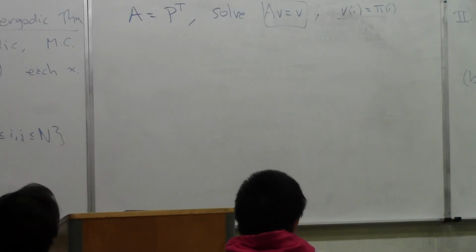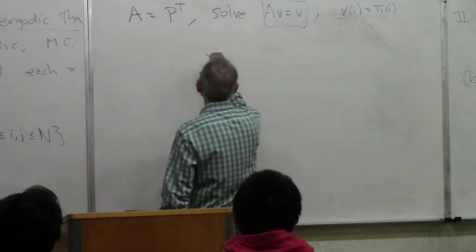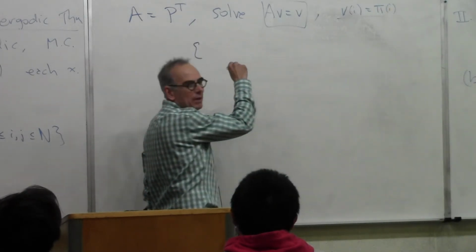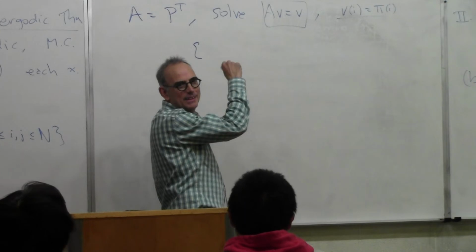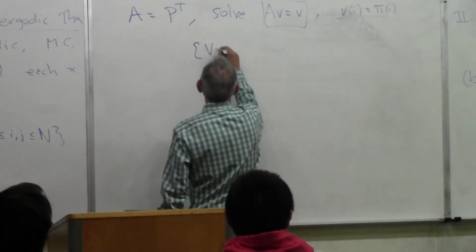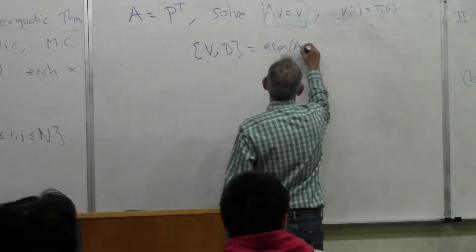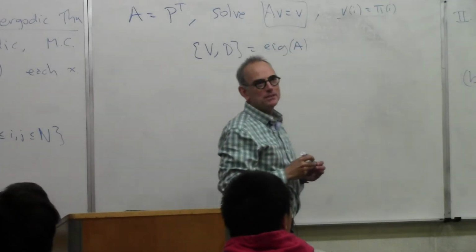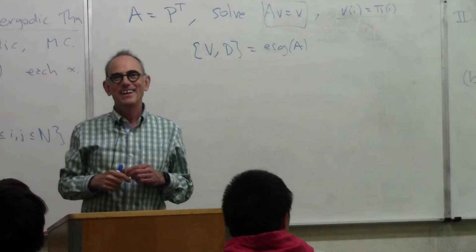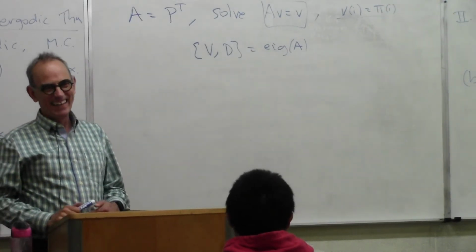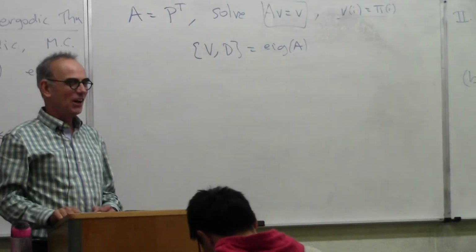Yeah, that's what I expected somebody to say. So basically what you can do is, I don't remember the order in MATLAB, V comma D equals the eigen of A. I don't know what the complexity is of that operation, but it works just fine. All right, lecture over.